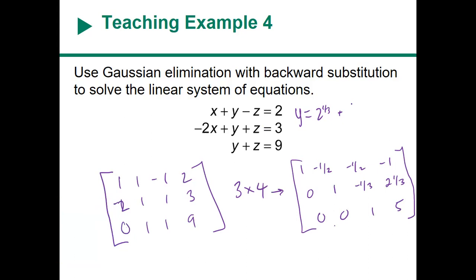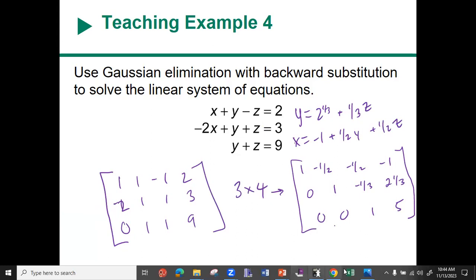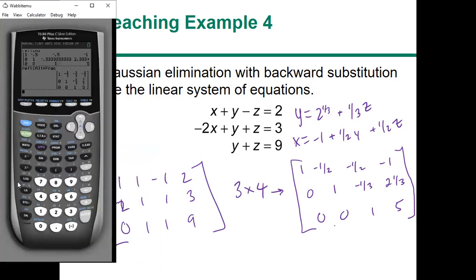Plus 1/3 times Z. And then I know that X equals -1 plus 1/2 times Y plus 1/2 times Z. And once I have that, I can fully do everything from the calculator. I'm going to open up my calculator.